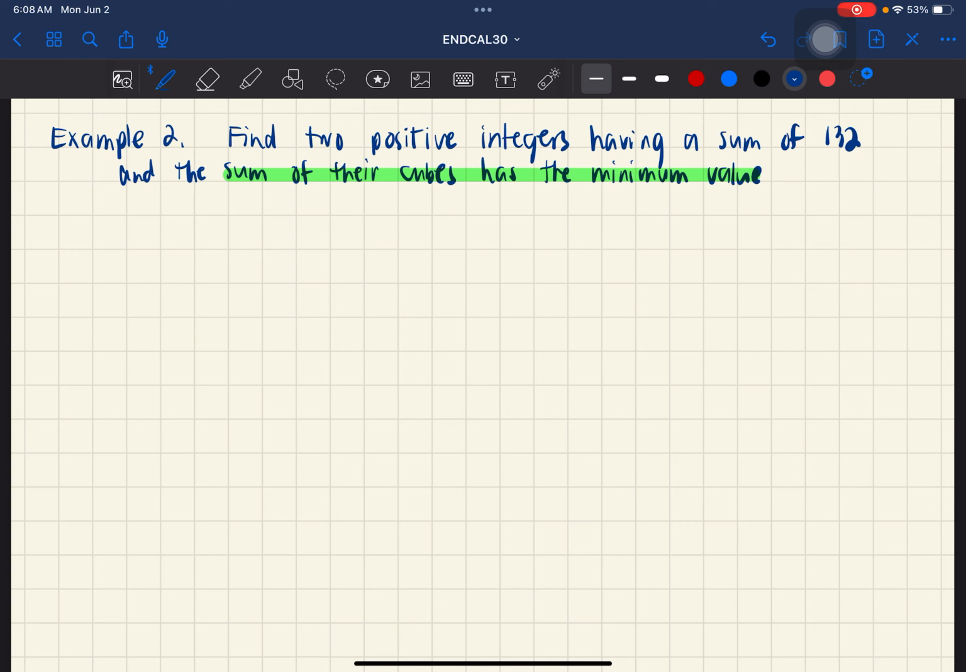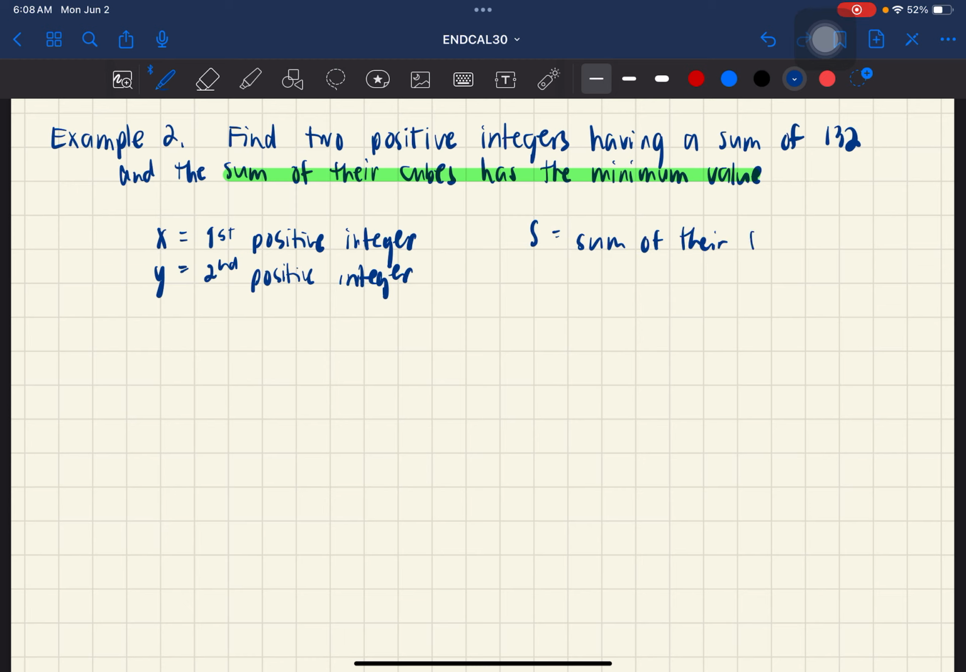So basically we have x and y. x is the first positive integer, and you have y as the second positive integer, and then let's have s as the sum of their cubes. This will be minimized later on.